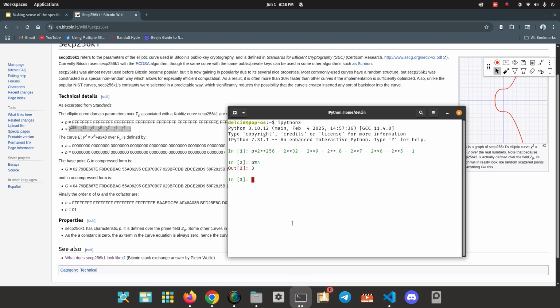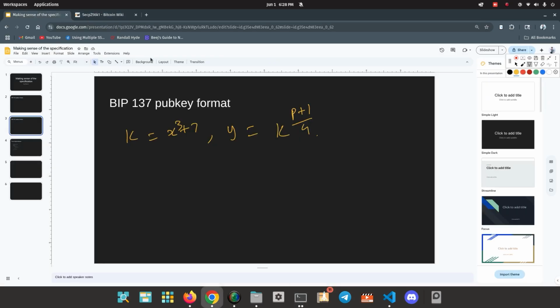I have copied this formula into my Python interpreter, and I try to find the remainder of p when divided by 4. So the remainder of p when divided by 4 is 3. So what will be the remainder of p plus 1 when divided by 4? Okay, it will be 0, right? So 4 divides p plus 1 perfectly. So we can be assured that (p plus 1) divided by 4 will be an integer.